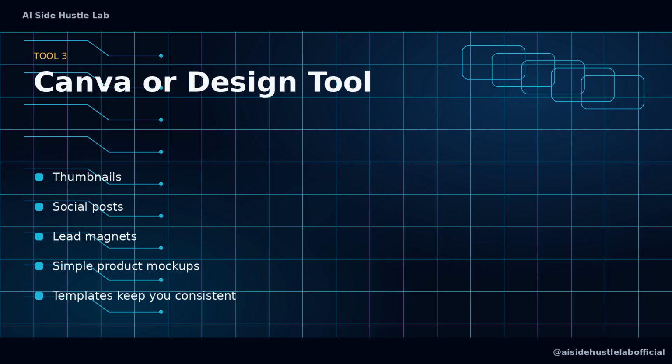Here is a simple thumbnail formula. Use 3 to 5 words, max. Make the text huge. Use one main visual. Use contrast, not clutter. Make sure it is readable on a phone. For this channel, a thumbnail might say, 7 free AI tools, with a clean, futuristic background and a few tool cards. My verdict? Canva is not just a design tool. It is a consistency tool. If you want to publish every week, templates are what keep you moving.